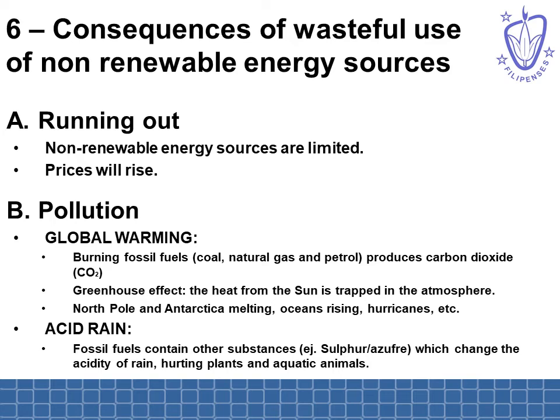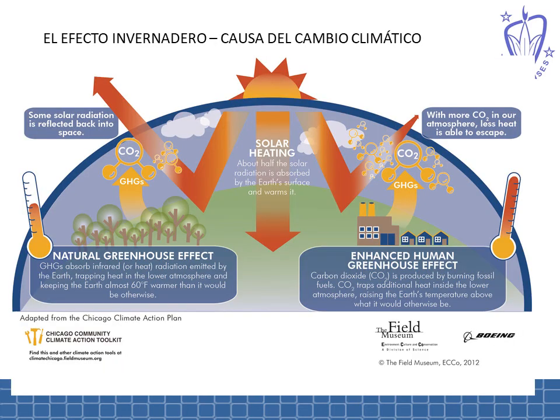The second effect is acid rain, because some fossil fuels such as coal may contain other substances such as sulfur. Sulfur can change the acidity of rain when it mixes with water. And if rain becomes acid, cuando algo es ácido puede quemar, and it hurts plants, aquatic animals, and even monuments. In here I have added a picture of climate change, of the greenhouse effect. As you can see, CO2 creates like a layer that traps solar energy, not letting most of it come out of the sun.